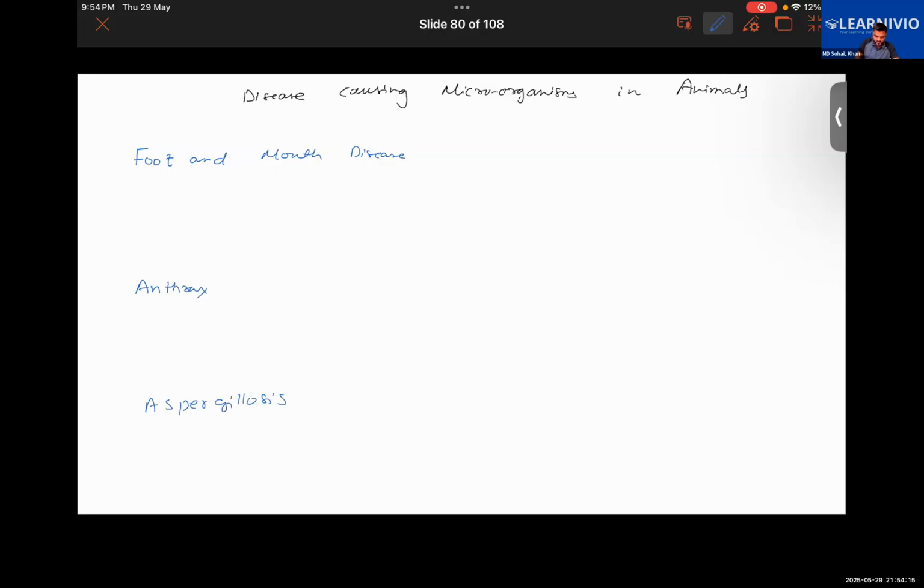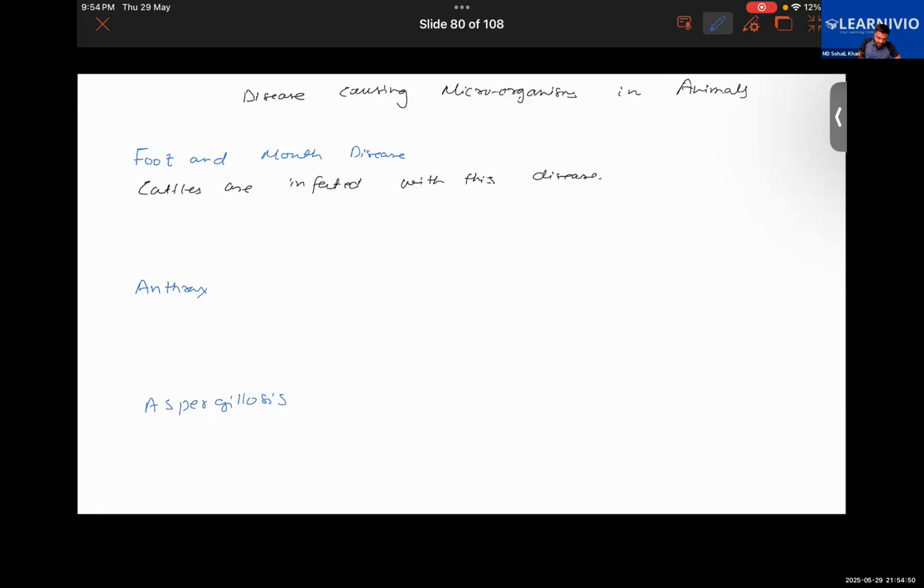Aspergillosis. See, foot and mouth disease. It is a disease of animals like cattle, and it is caused by a virus. So the animals that get infected from this are cattle. So cattle are infected with this disease. The main target areas which get infected from the disease are their foot and their mouth. Hence, the name is foot and mouth disease.